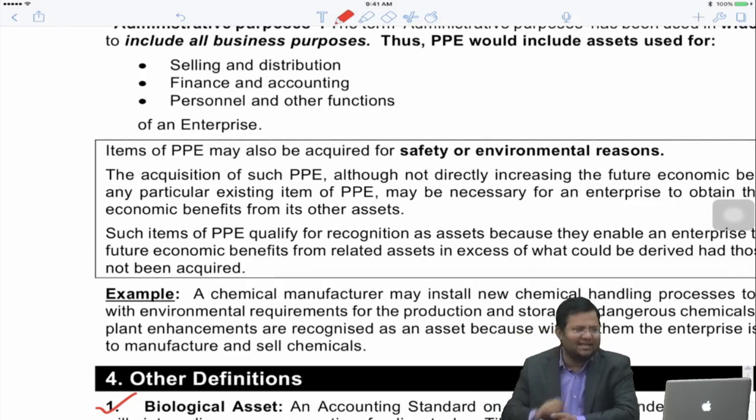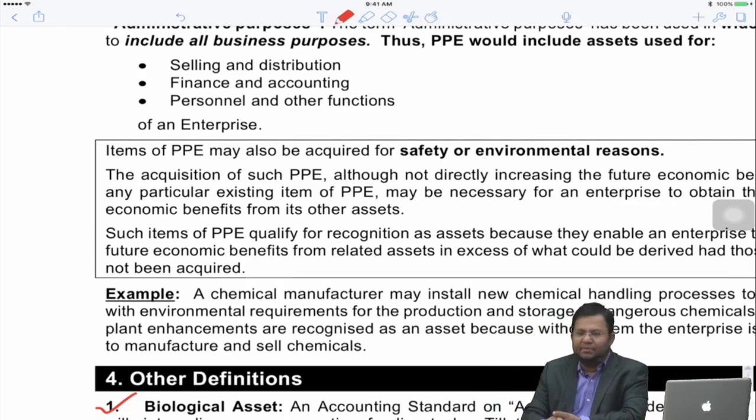Will that be called as agriculture, or will that be PPE? That sugarcane farm, will it be PPE? Answer is no. It's not a bearer plant. Sugarcane itself is agricultural produce.